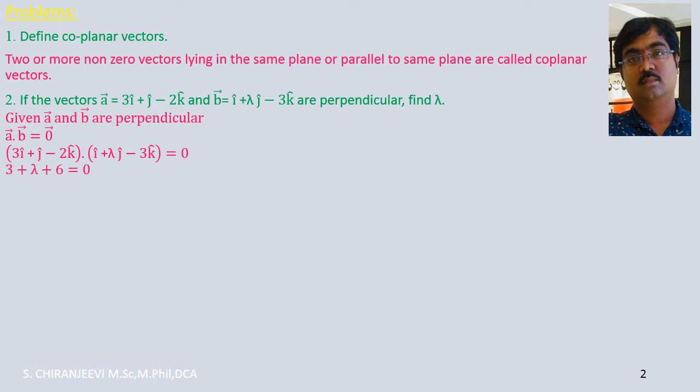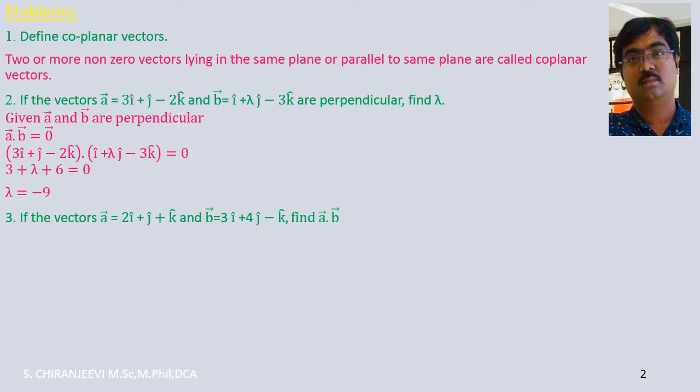Now dot product, we know that i dot i is 1, j dot j is 1 and k dot k is 1. So it will be 3 into 1 is 3 plus 1 into lambda will become lambda minus 2 into minus 3 will become plus 6. So 3 plus lambda plus 6 equal to 0. So lambda plus 9 equal to 0 and lambda equal to minus 9.